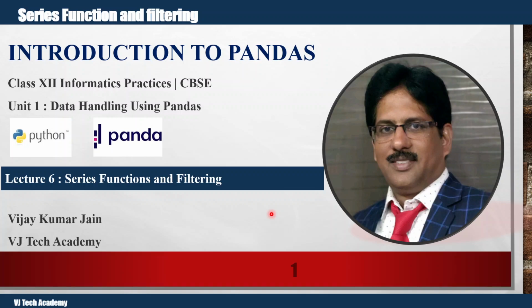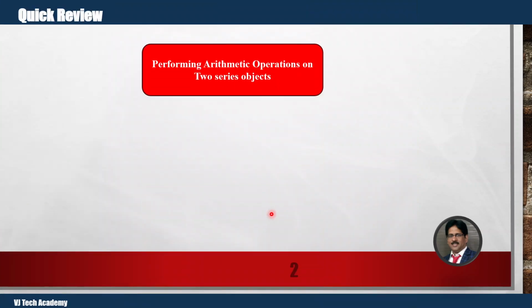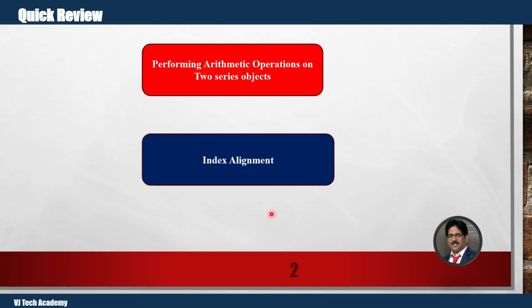So let's begin. Before starting the new lecture, let's quickly revise the previous one. In the previous lecture, we discussed performing arithmetic operations on two series objects. We also discussed the index alignment.